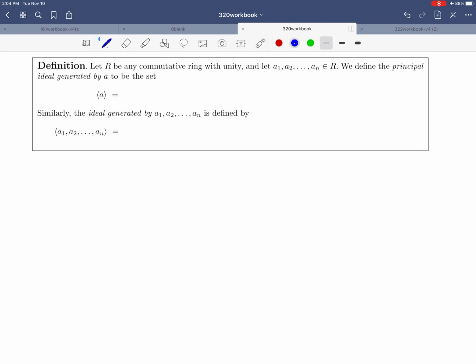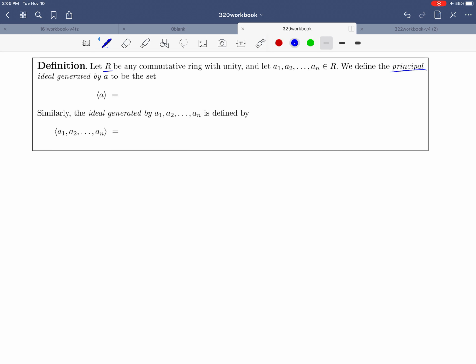There are a few types of special ideals that we need to discuss, and so this definition has two of them. We're going to define a principal ideal generated by an element A and also an ideal generated by a bunch of elements. So let's look at a commutative ring R, and we do need a commutative ring here for this to make sense. So we have a commutative ring with unity, and we are going to let A1, A2 up through AN just be some ring elements.